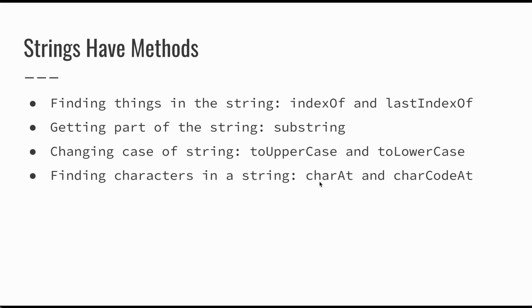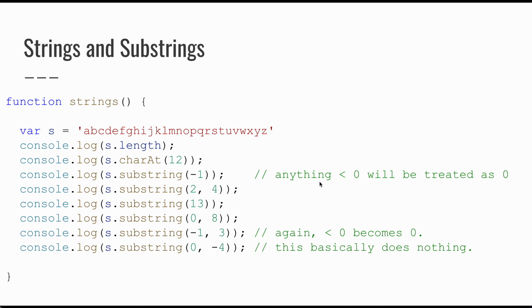Now, the interesting thing about JavaScript is it doesn't actually have a character value, so charAt would return a string, and if you need the actual number, the character values, you use charCodeAt, and that will allow you to evaluate what individual characters are in a string.